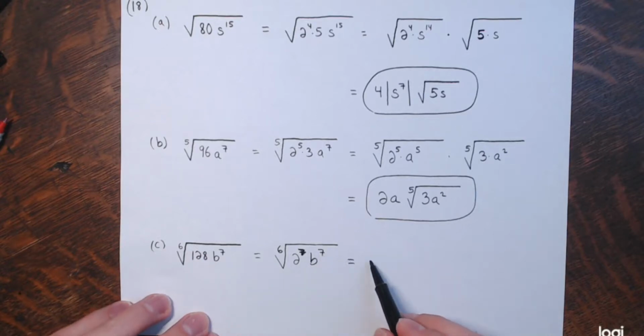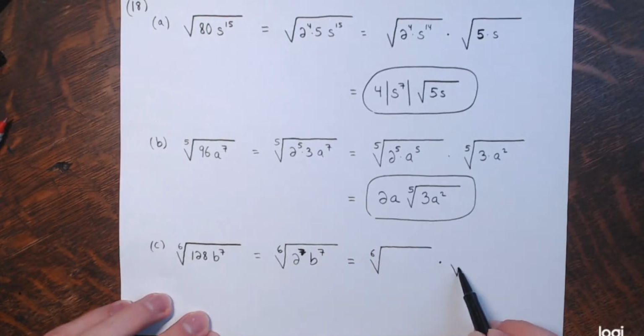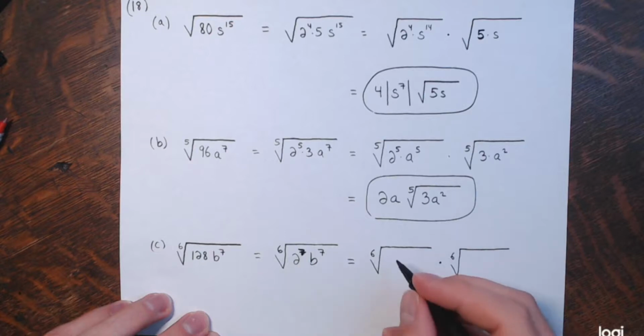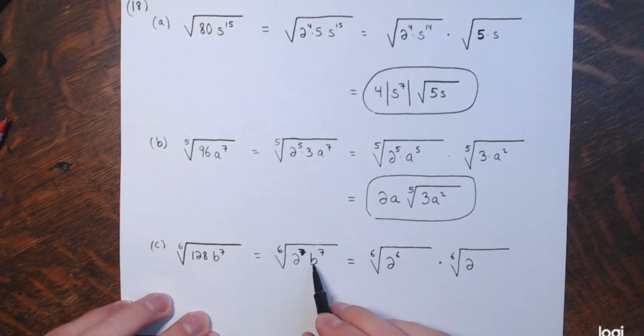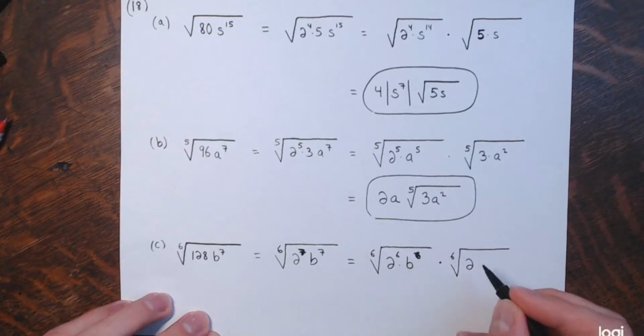Alright, and once again, using the product property to break this up into the 6th root of 6th powers times the 6th root of not 6th powers. Now 2 to the 7th can be broken up to 2 to the 6th, a 6th power, times 2 to the 1st, a not 6th power. And b to the 7th, the same thing. I can break that up to b to the 6th times b to the 1st.